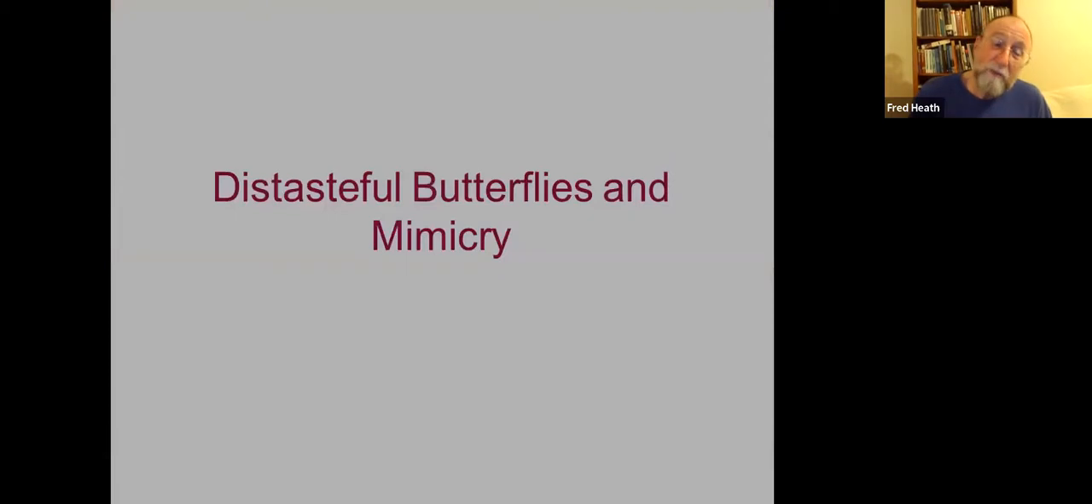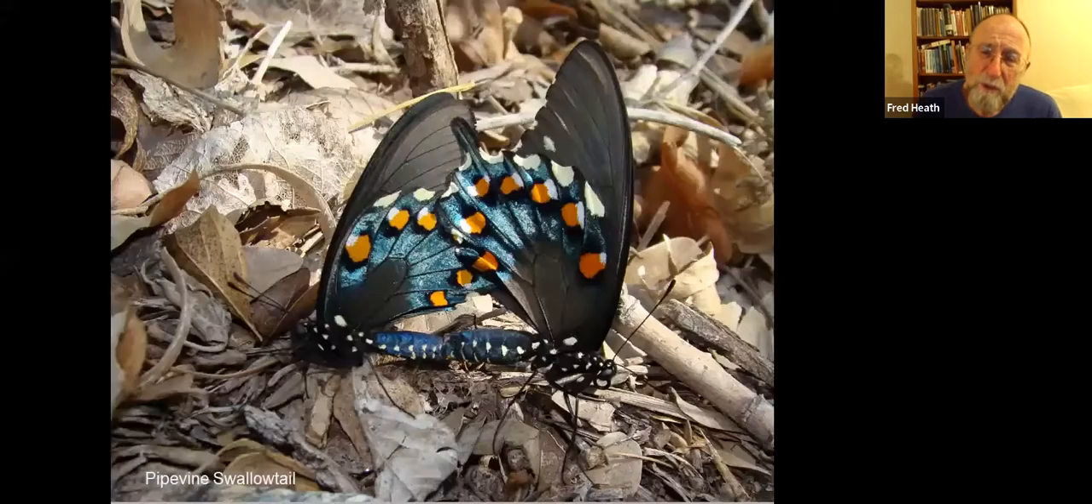So I can segue to my distasteful butterflies and mimicry. It's a fascinating subject. So here's two pipevine swallowtails, the female on the right. You can see they have big orange dots on a mainly black with some iridescent blue, which is again structural colors.